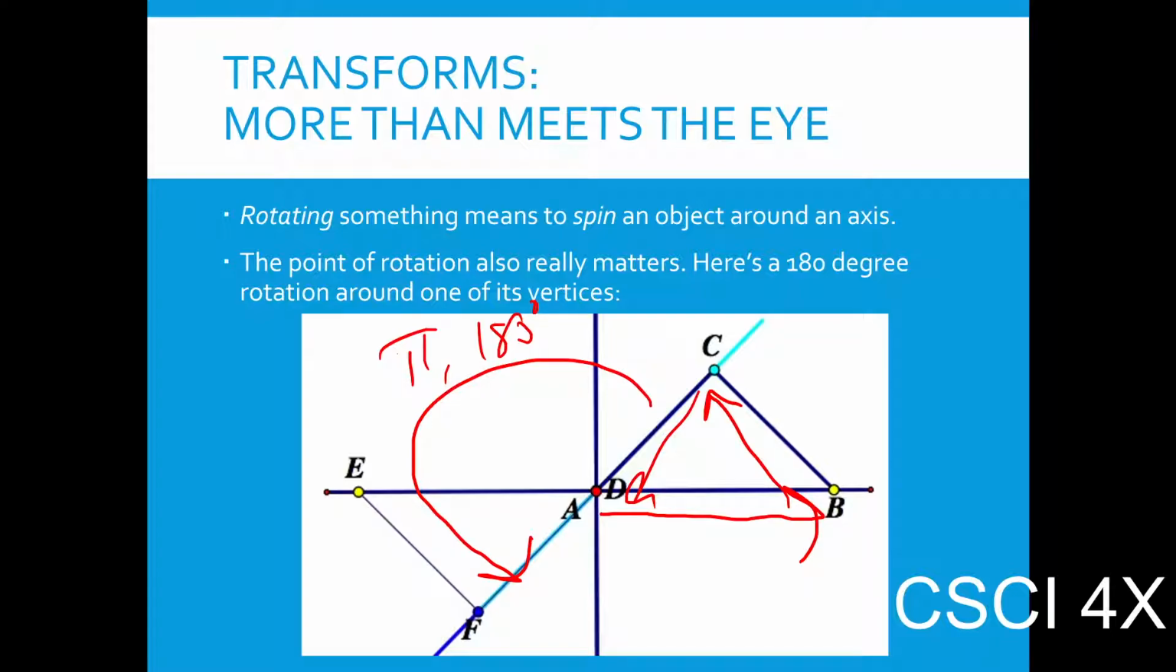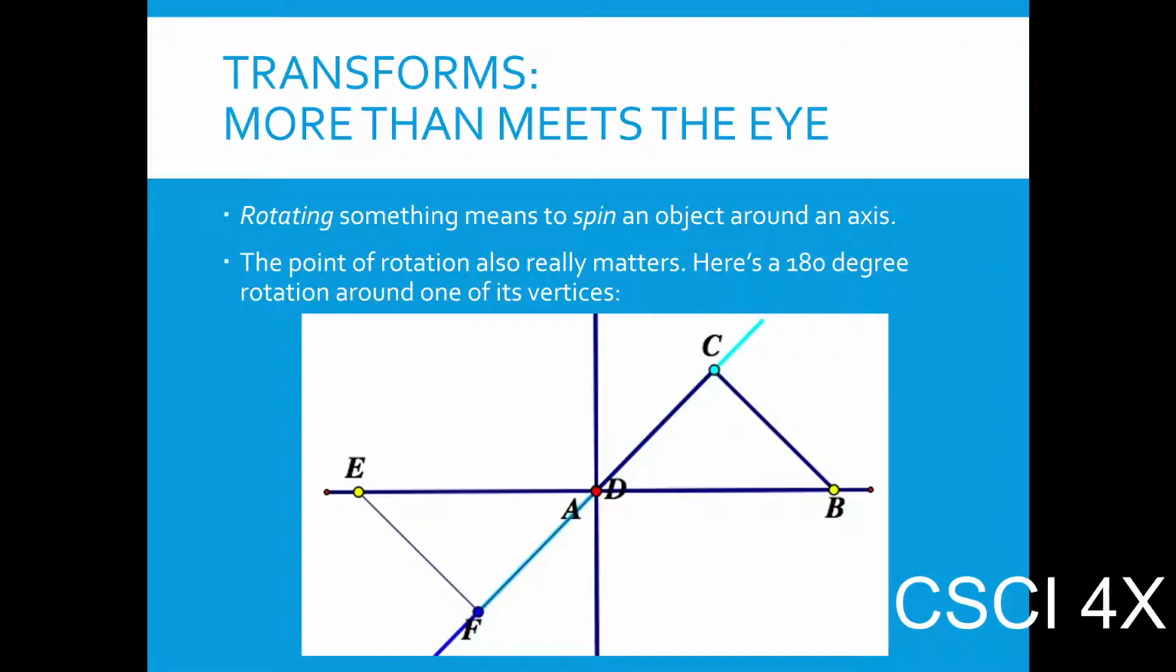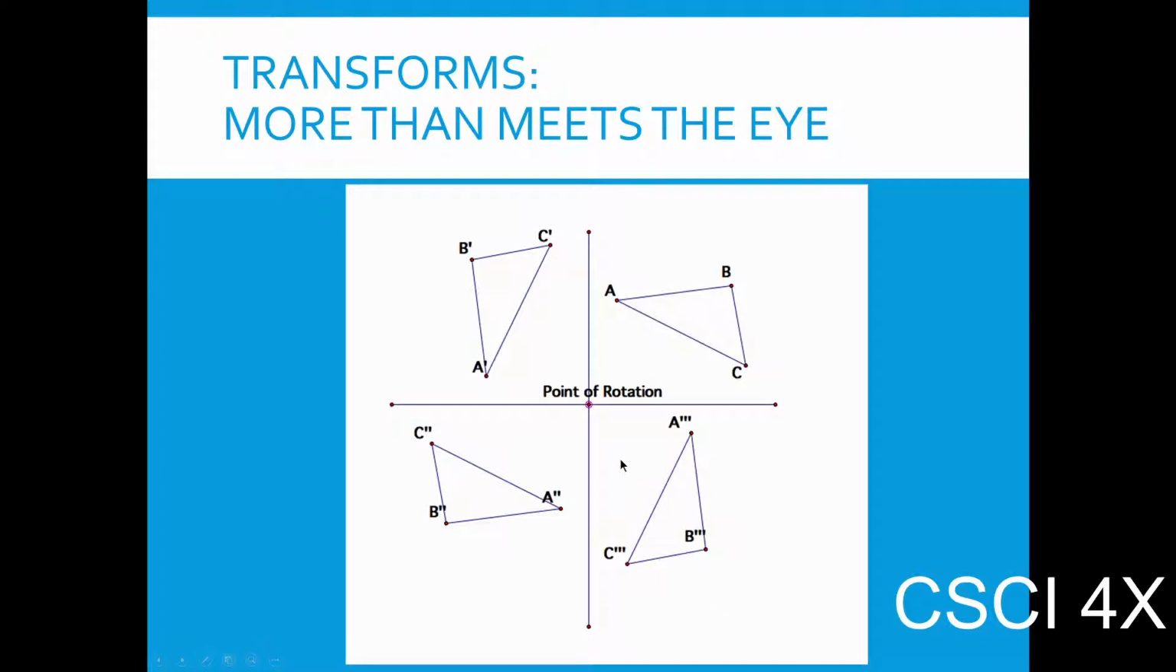All right, so if you look at it, A and D are the same thing, right? Because they're both at the origin. They don't change. But C is going to swing around and become F, and B swings around here and becomes E. So it's the same triangle, same shape, and everything. It is just rotated 180 degrees around the origin. Whatever, we typically use the origin as the point of rotation, but technically you can use anything.